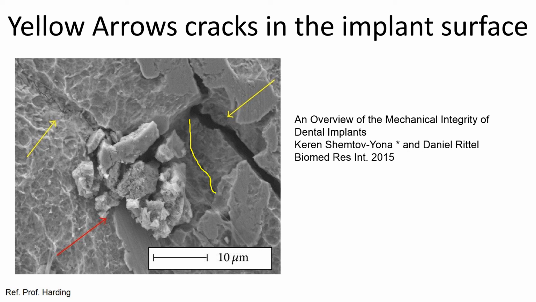Now this is an implant that was in function and has fractured, and if we look at the magnification here, it's at 10 microns. So it's quite a high magnification here. This is a 10 micron scale. Remember, a hair is 100 microns and a red blood cell is 7 microns. So this is a sort of magnification we could see a red blood cell, and these are particles here of blasting media that have been used to create the rough surface.